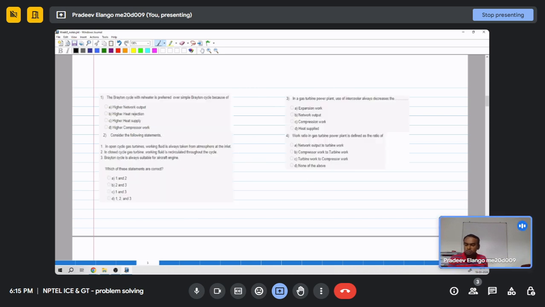So next, the Brayton cycle with reheater is preferred over the simple Brayton cycle because of higher net work output, higher heat rejection, higher heat supply, higher compressor work.